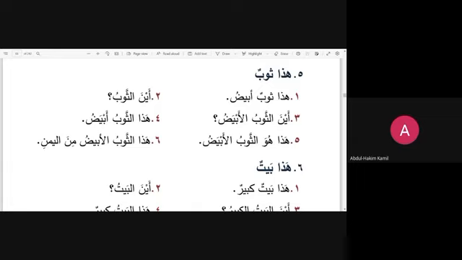Number 5. This is a thawb. This is a garment. It's indefinite. It's a garment. Who is it? It's just a garment. I saw a garment. I bought a garment.